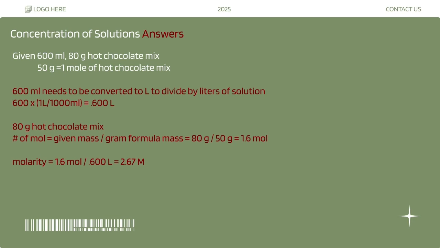And then there's the 80 grams of hot chocolate mix. The number of moles is equal to the given mass over gram formula mass. So we have to take the given mass, which is 80 grams, divided by the amount that we know is equal to 1 mole, which is 50 grams. 80 divided by 50 equals 1.6. So the molarity is equal to 1.6 moles divided by 0.600 liters equals 2.67 M, because we need to keep it to 3 sig figs.